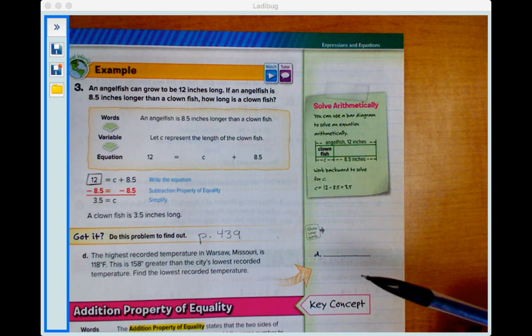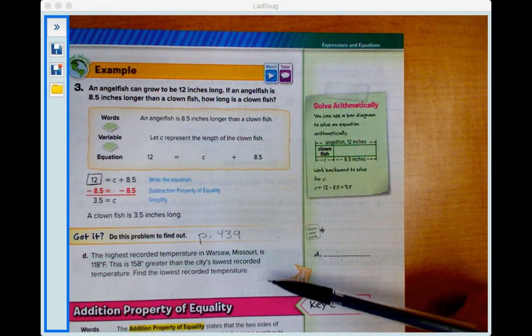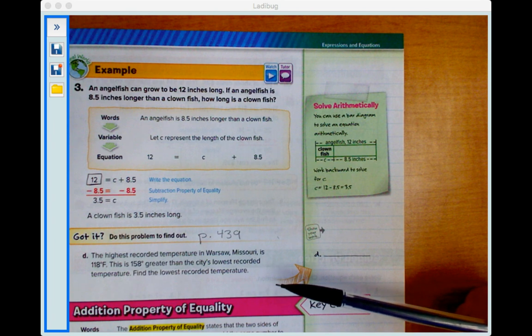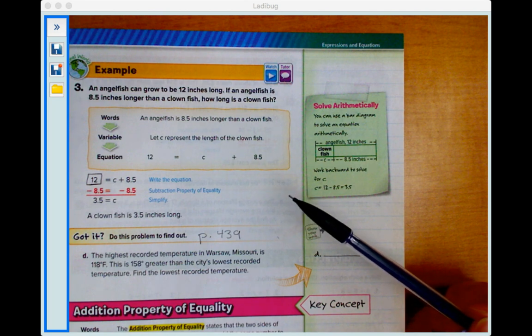All right, so now we're on example D on page 439. What we're going to do here is use a word problem to write an equation. The important part in a word problem is knowing what words make the numbers go where. So let's look at example 3 first so that we can understand this.